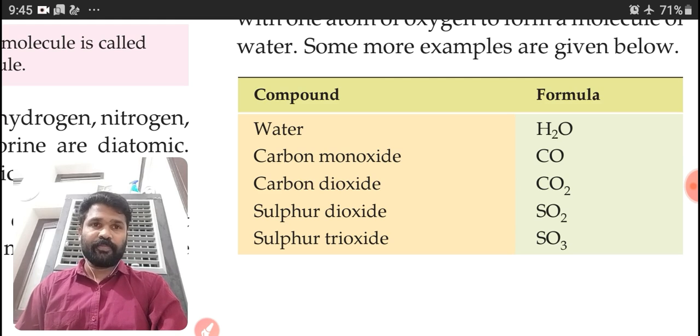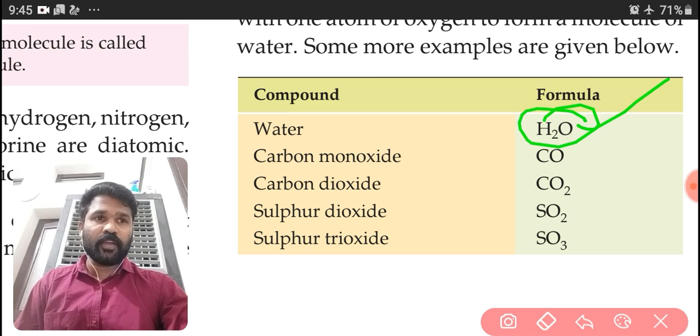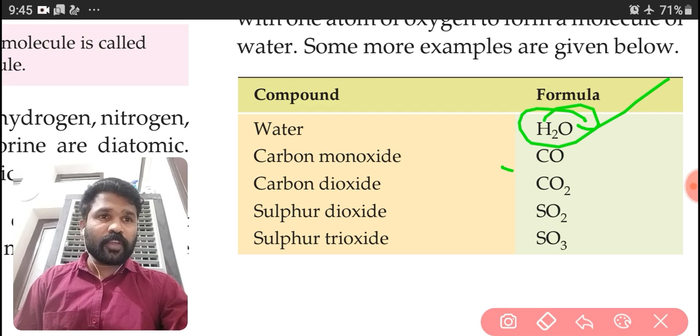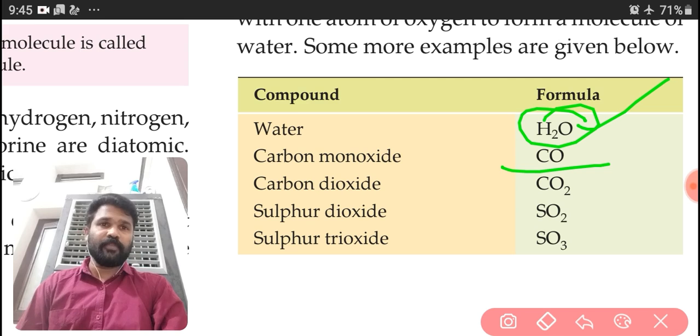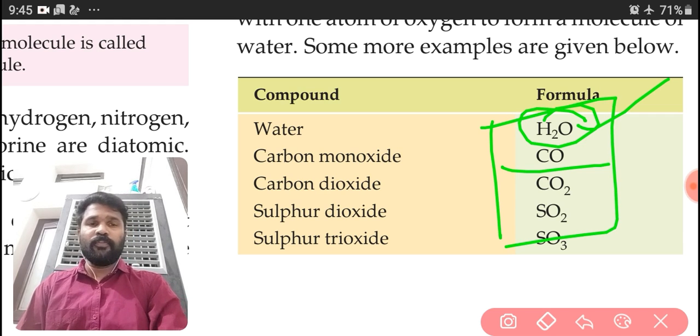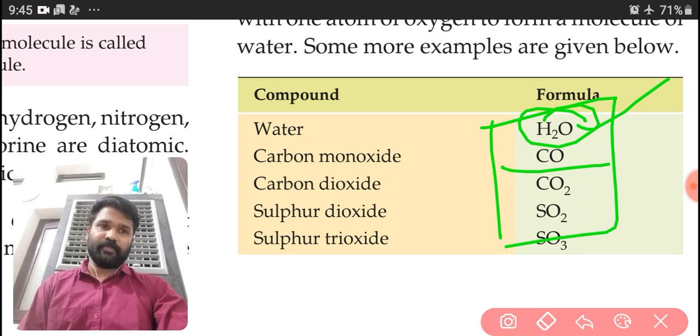See, what is the chemical formula of water? That is given here already; we have discussed it. Now carbon monoxide, that is CO: one atom of carbon combines with one atom of oxygen. Carbon dioxide CO2, sulfur dioxide SO2, sulfur trioxide SO3. These are the chemical formulae of the compounds water, carbon monoxide, carbon dioxide, sulfur dioxide and sulfur trioxide respectively.